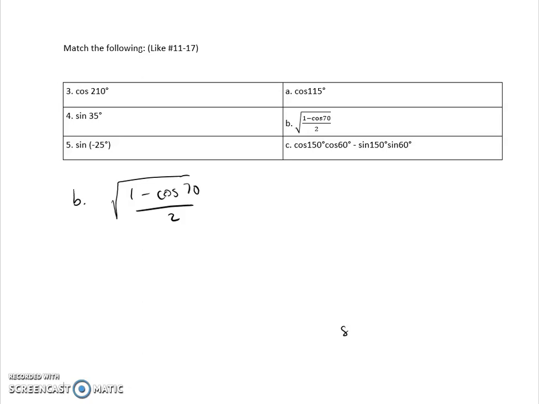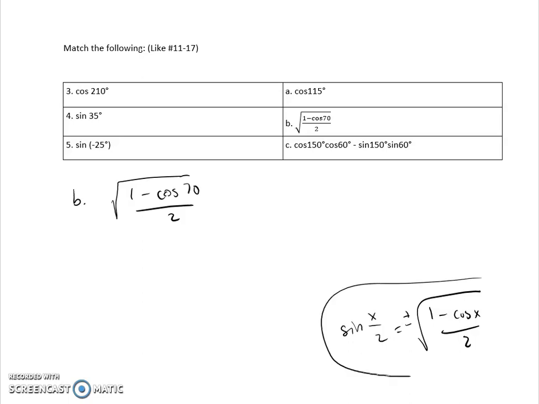Okay, so let me just write it down here real quick. So when you see sine of x over 2, it's going to be equal to the square root of 1 minus cosine x over 2, and then of course plus or minus. So this is what you're looking for in your review sheet right here. So you see that 1 minus cosine x, and you say, yes, I'm in that form right here. So what I'm going to get is sine half of that angle. Okay, so this is the sine half angle identity.